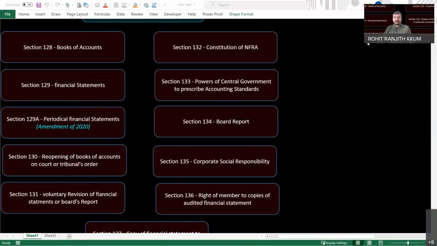Are you able to see these two? Reopening, and the second is the voluntary revision here. Now, what exactly is this trying to say? Reopening and voluntary revision mean what? Before I go to the original content of the section, let's understand the concept.